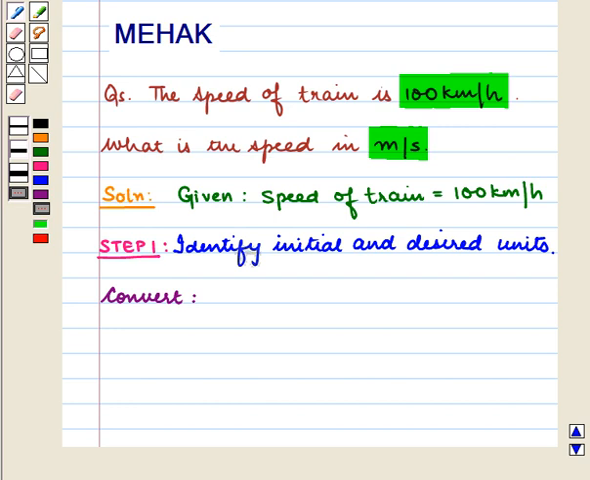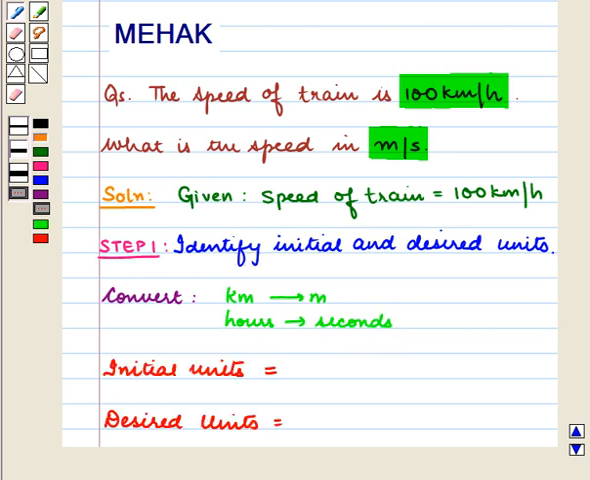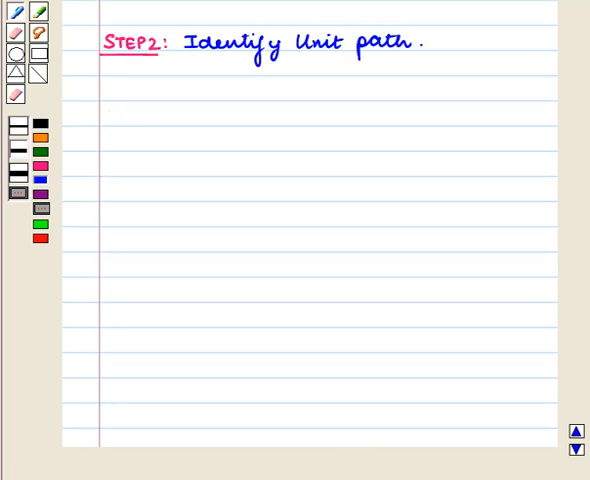It means we have to convert kilometers into meters and hours into seconds. So here, initial units are kilometers per hour and desired units are meters per second. So now, our next step will be to identify the unit path.